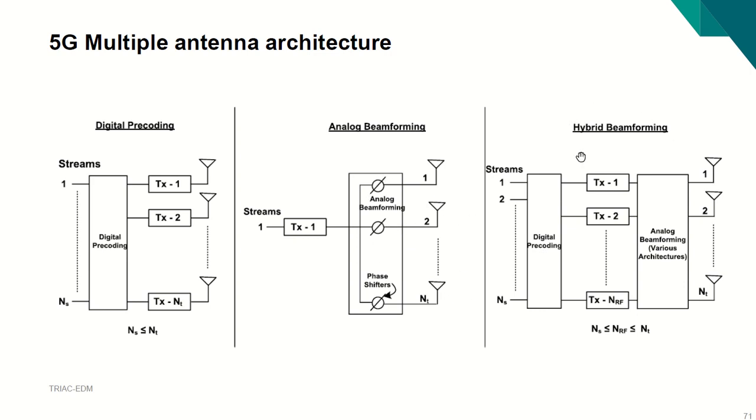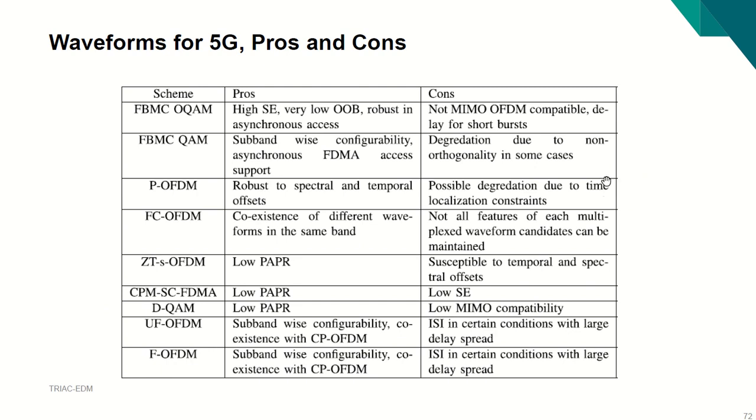And then there is a hybrid version of it. In the hybrid version, the digital precoder is in front and then the analog precoder here. So it goes here and goes here and then gets transmitted. And then waveforms for 5G and their pros and cons.